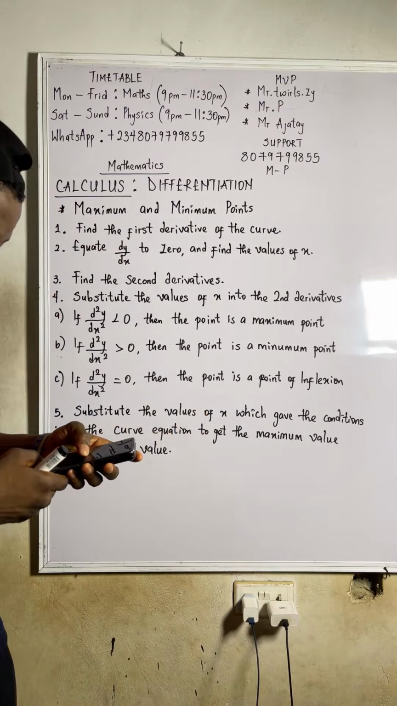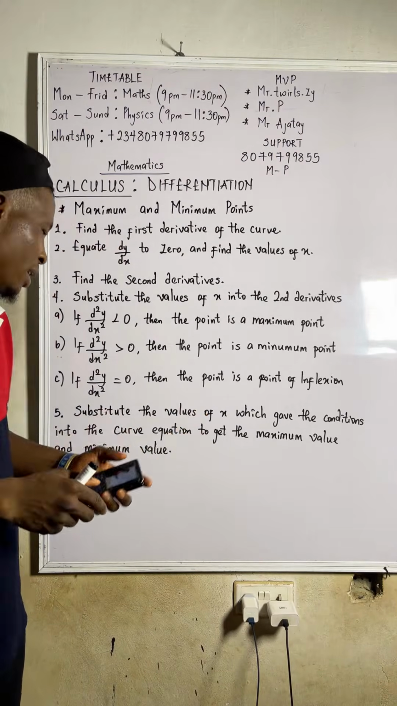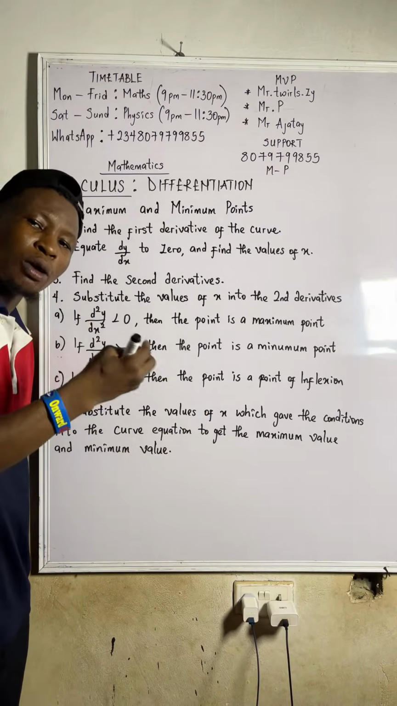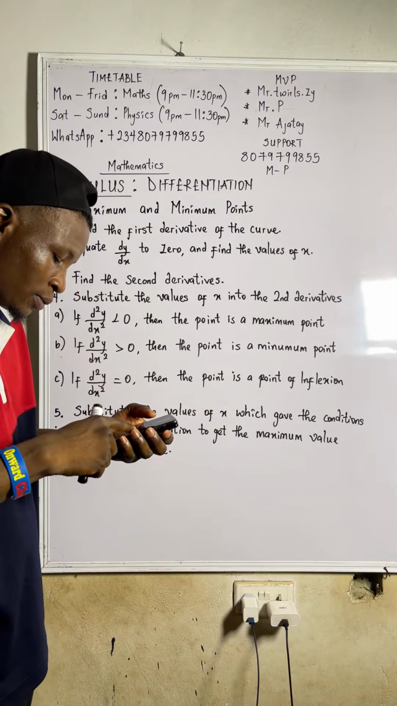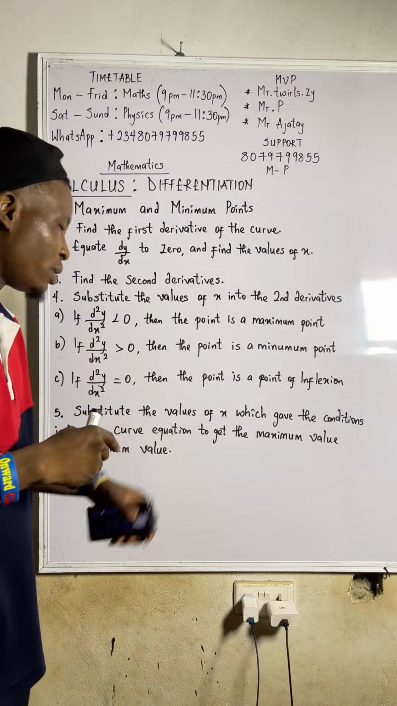So that is all on that. Are we all clear now? But take note of something. How do you get the maximum point and the minimum point, just in case they ask you to look for them?